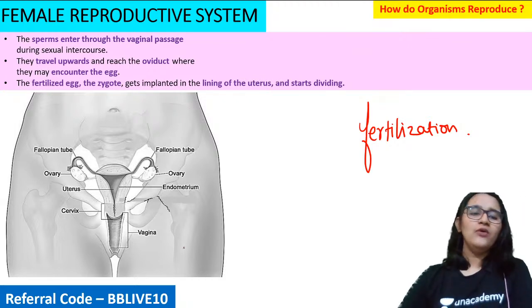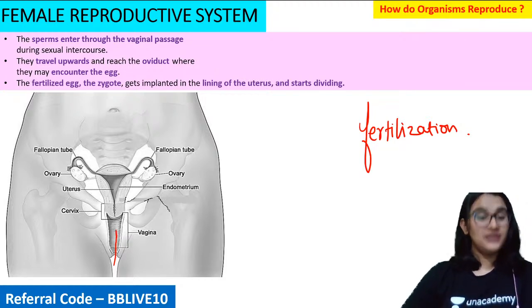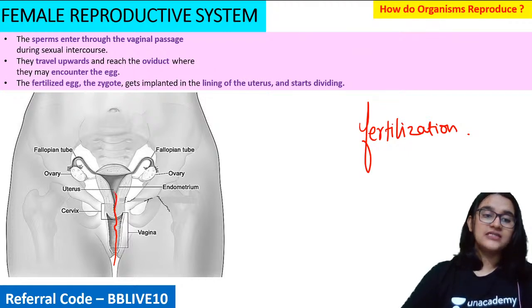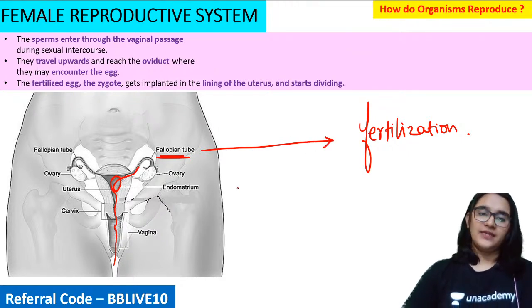So now through the vagina, the penis enters and ejaculates the sperm into the female reproductive system, and these sperms then travel through the cervix into the uterus and then the fallopian tube, because the fallopian tube is the place where the fertilization takes place.